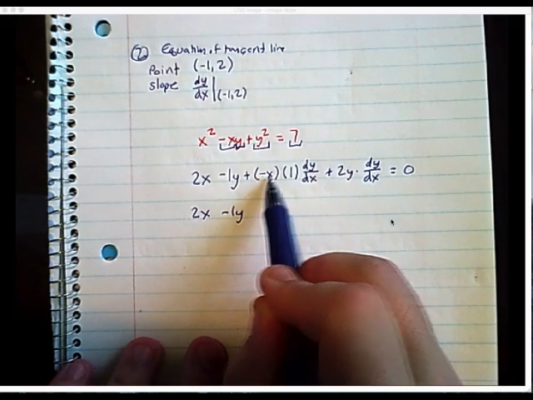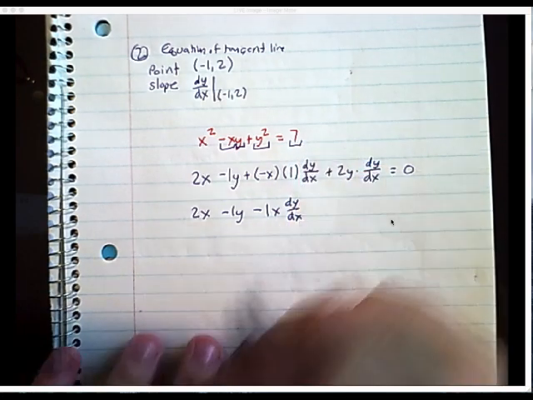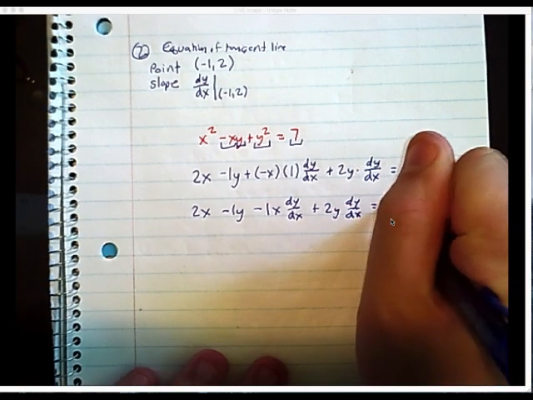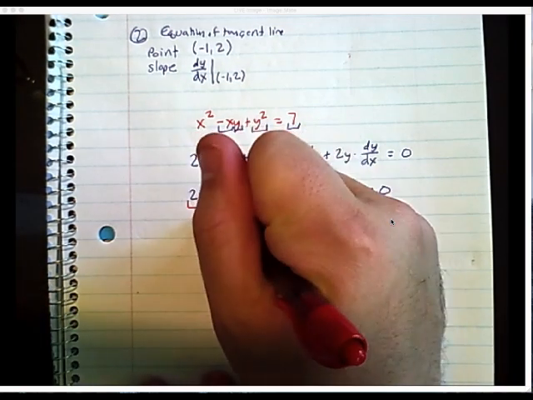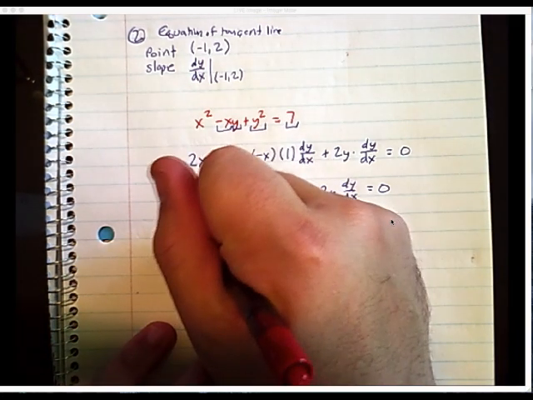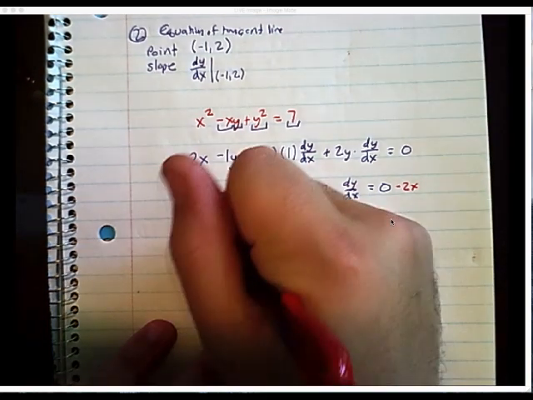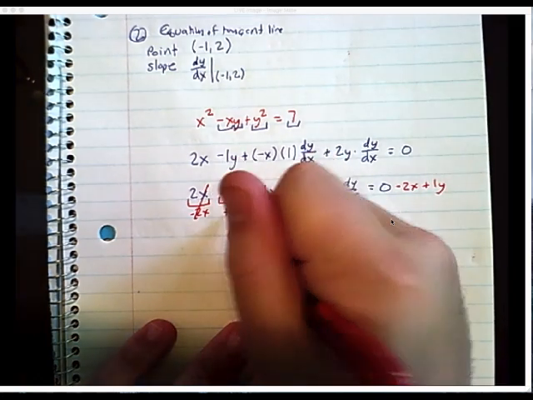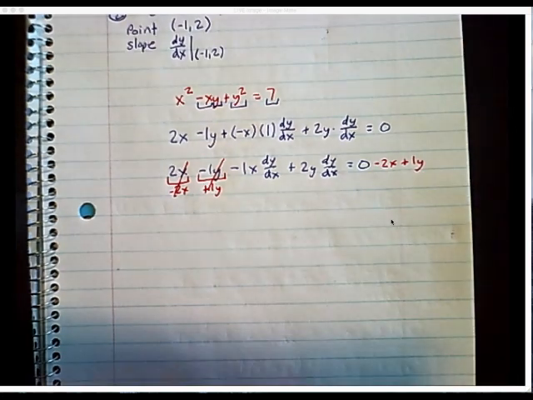All right, this is -x times 1. That's -1x with a dy over dx. Then I have a plus 2y with a dy over dx equals 0. So let's move these two things that do not have a dy over dx to the other side. So let's subtract 2x from both sides to get that to cancel. Then let's add a 1y to both sides to get those to cancel. Okay. And 0, and then we have all this other stuff, so it doesn't really matter.